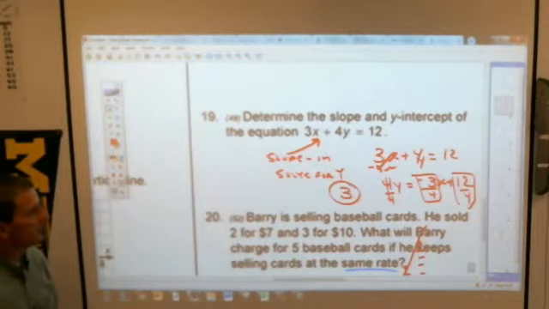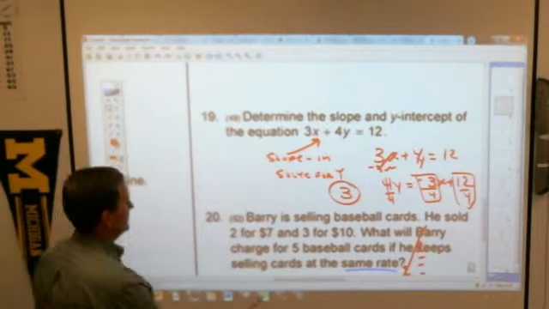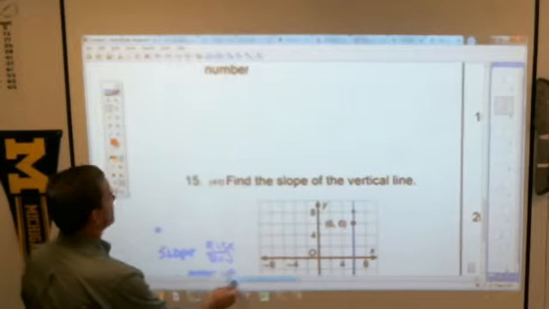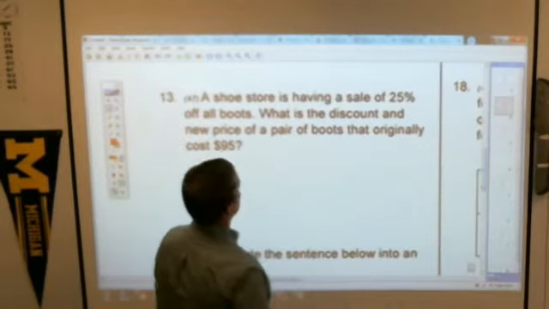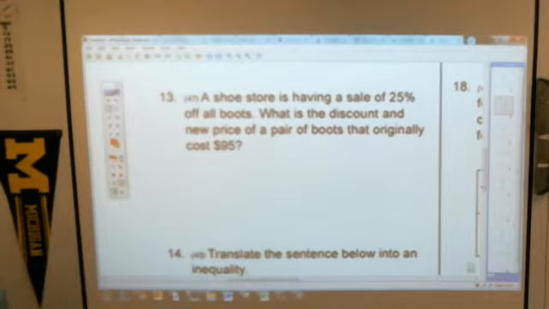Gauss! How do you get 13? Where is 13, my man? A shoe store is having 20% off all boots. What is the discount and the new price of a pair of boots that originally cost $95?